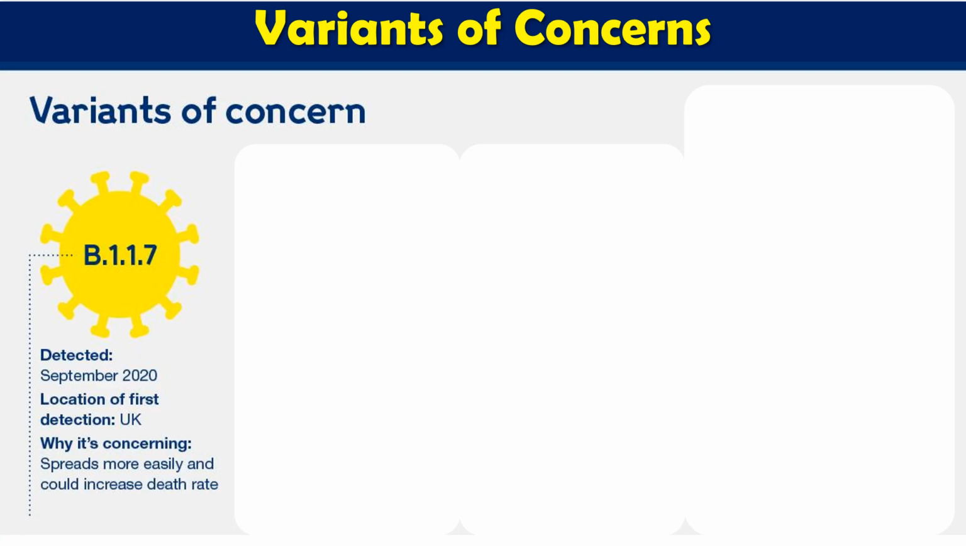In case of coronavirus, different types of variants occur. Variants means different kinds of mutations occur. So first we are going to see the variants of concern. The first variant of concern is B.1.1.7. This was first detected in September 2020 in the United Kingdom, and it was declared a variant of concern on 18th December 2020.